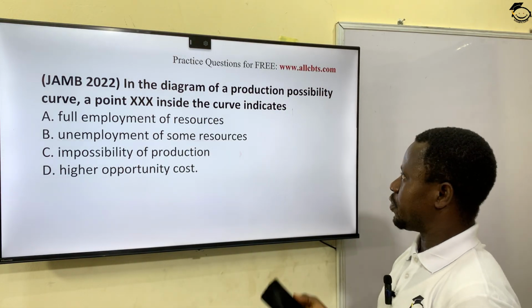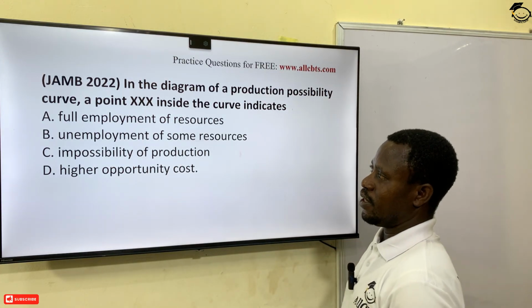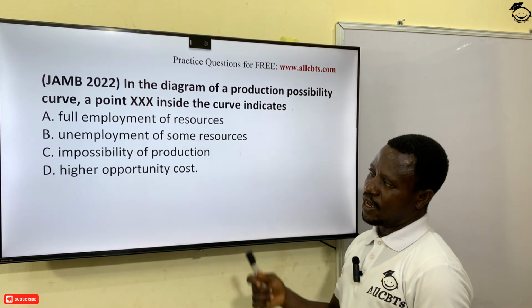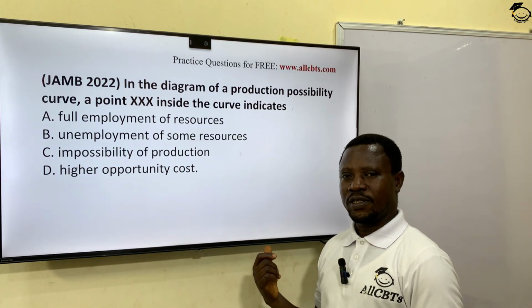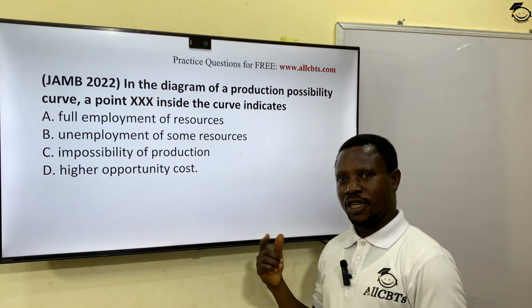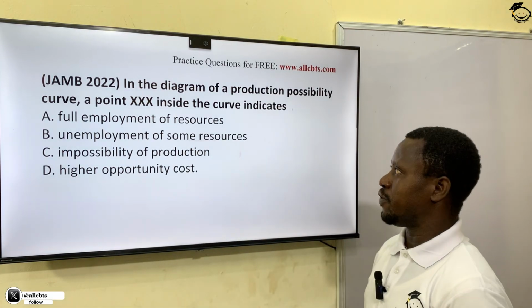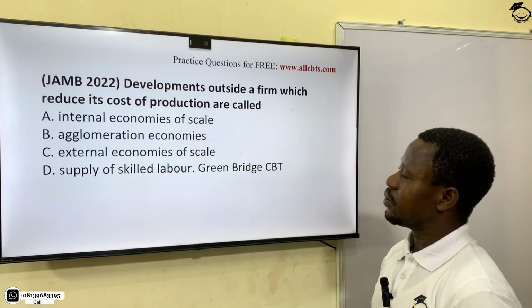Full employment of resources, unemployment of some resources, impossibility of production, higher opportunity cost. The answer is unemployment of some resources. These resources are available, but they are not engaged in the course of productivity. And that's why I have those points inside the indifference curve. All right? The next question.